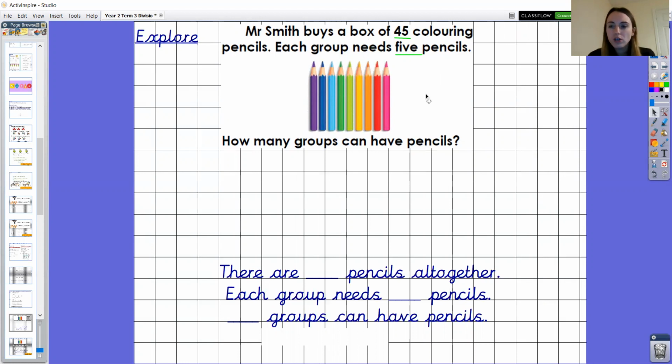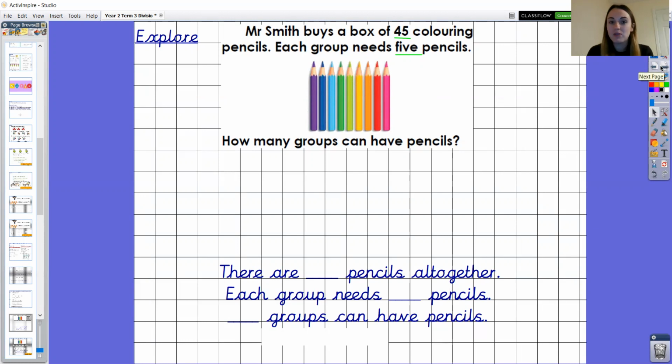Well done. So what are you going to be drawing groups of if each group needs 5 pencils? Well done. You're going to be drawing 5 counters inside each group to represent each group having 5 pencils. So please pause the video here and explore this question by having a go by yourself to find out what's 45 divided by 5. Well done, Year 2, super effort.